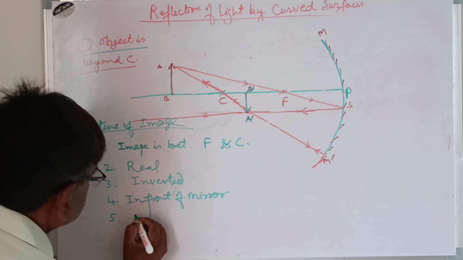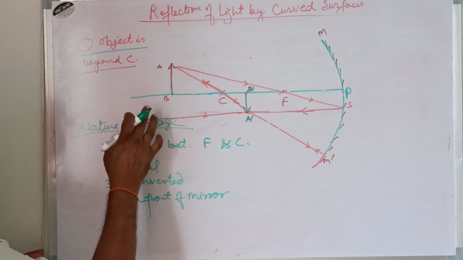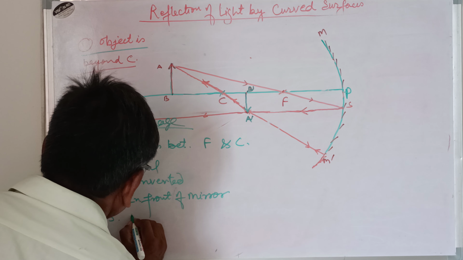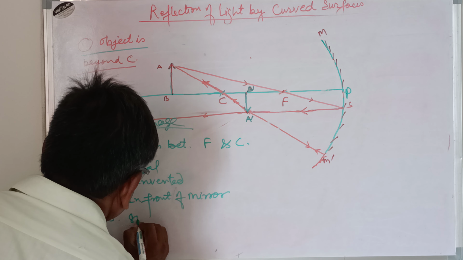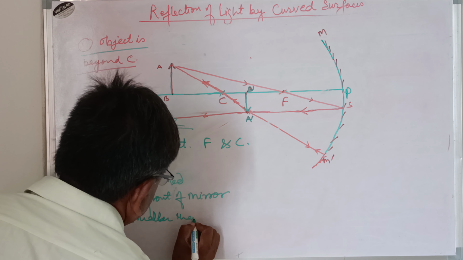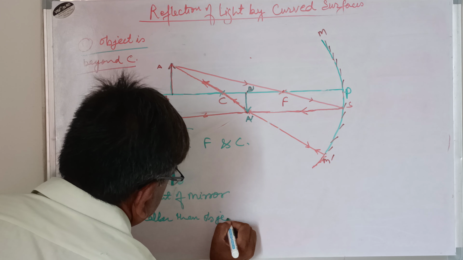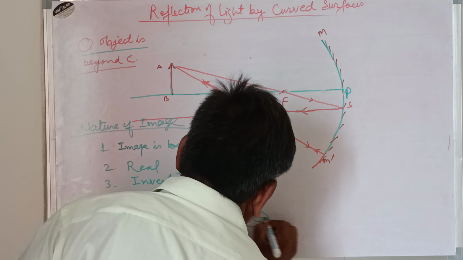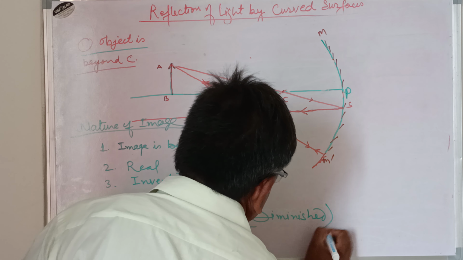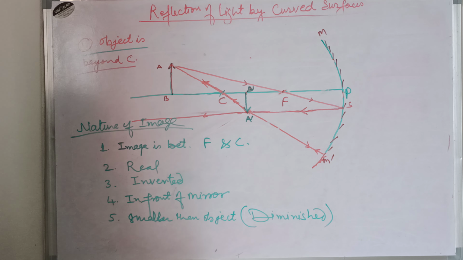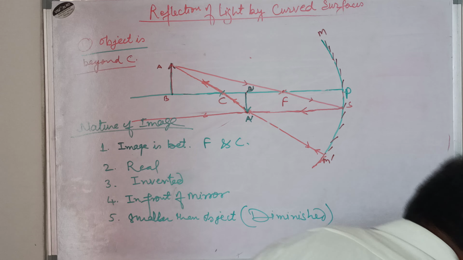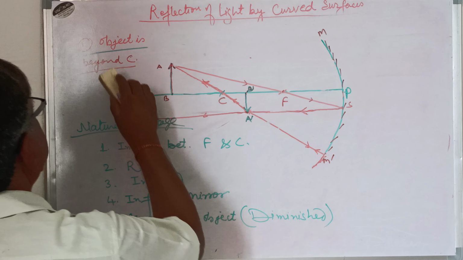Our size is smaller, so the image is diminished, smaller than the object. This is the language of optics. So this is the fifth case.